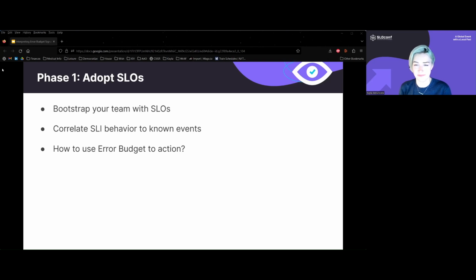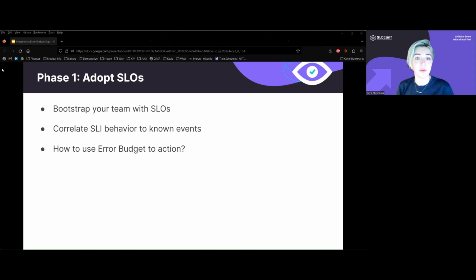Next step is figure out how to read it. Look at some of the known events that have happened around your SLI for that period of time. Let's say just this last week, right? Your team maybe had responded to an incident. You could look at how your SLI performed over the period that that incident was occurring: before, during the incident, and after. And lastly is learn how to use your error budget signal to action off of your reliability over time.